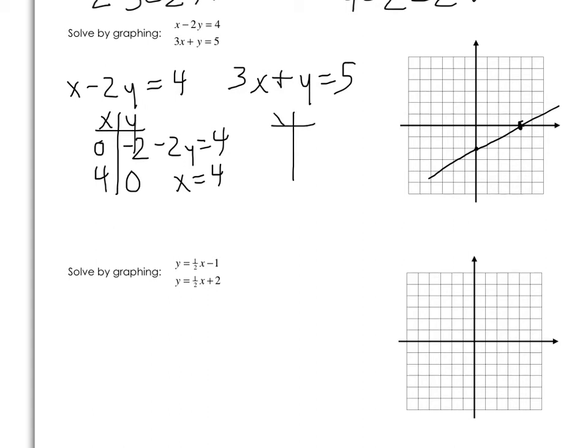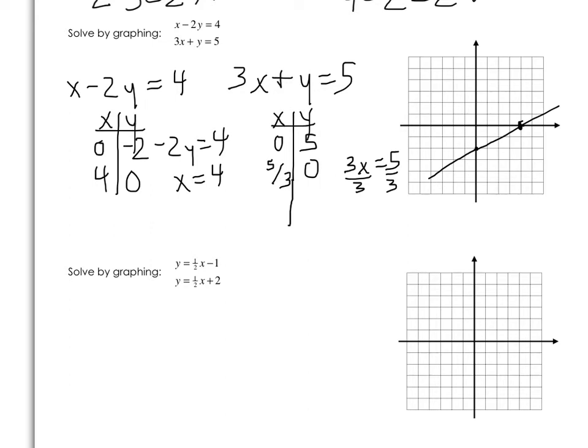Our second line, 3x plus y equals 5. We'll try to graph this by using the intercepts. If x is 0, that's easy. Then y is 5. But if y is 0, we get 3x equals 5. Divide both sides by 3, and we get x is 5/3. I'm not really looking forward to graphing that.